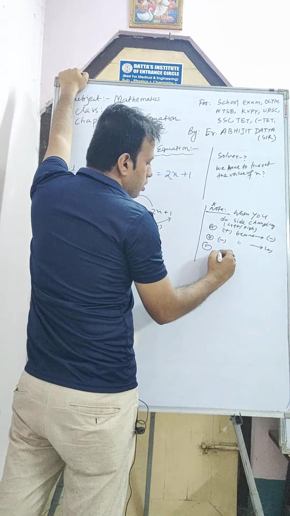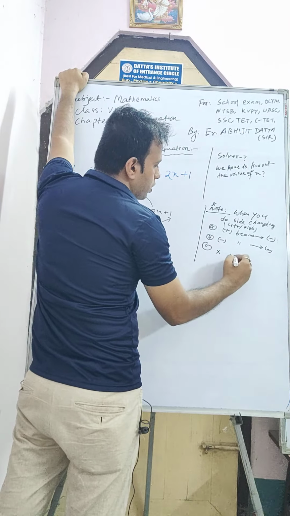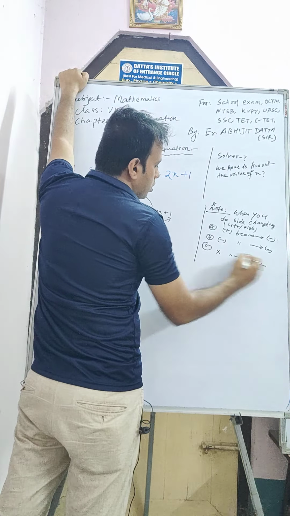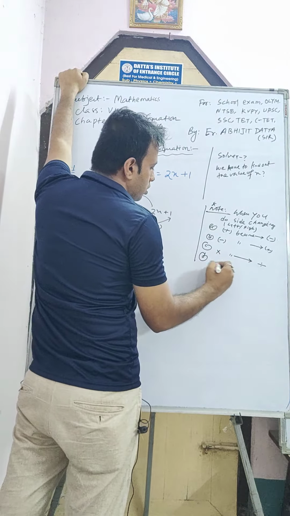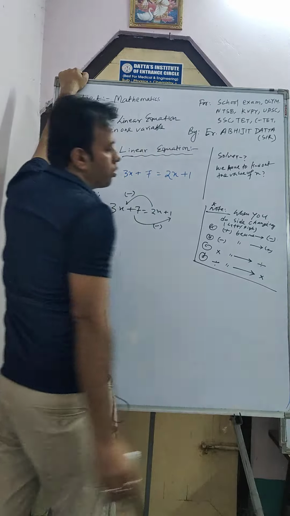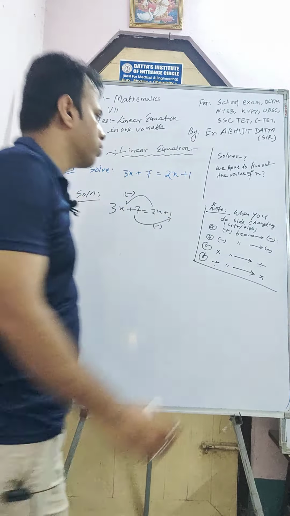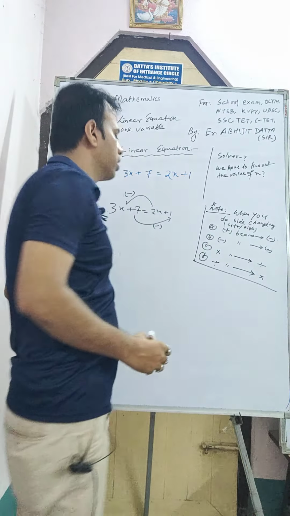Number 3, into becomes division. Number 4, division becomes what? Into. So you have to remember all the 4 formulas. These are the formulas I built for you, so you have to remember this.